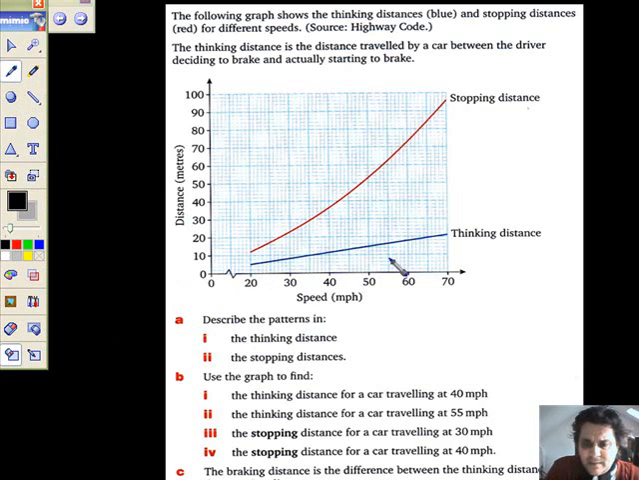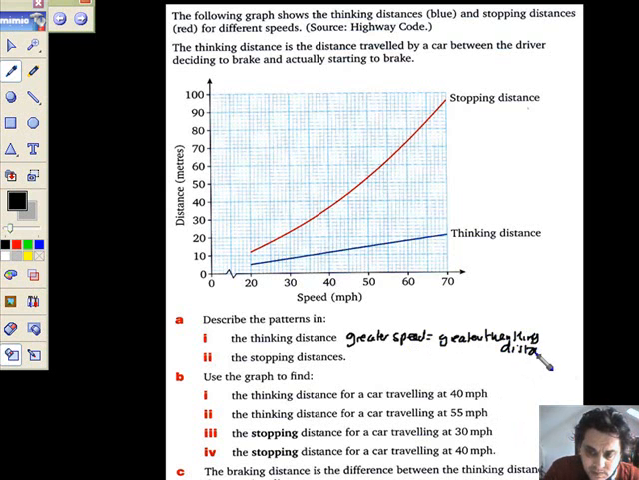Straightforward really. The faster the speed, the greater the thinking distance. Greater speed equals greater thinking distance. Maybe I should write it in white on the other side here. See how we go. What's the pattern in the stopping distance? Again, obviously the faster the speed, the more distance you need to stop the car. Same again really.